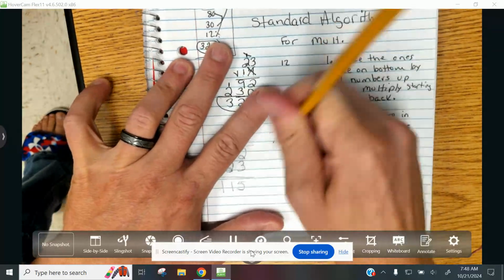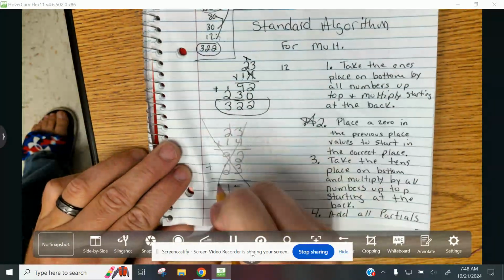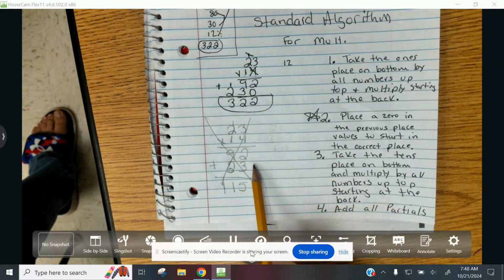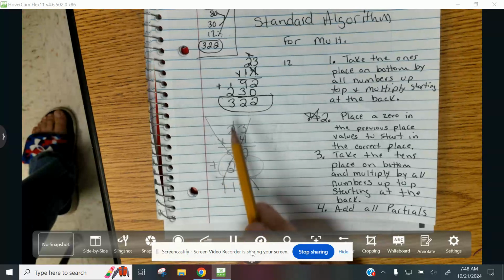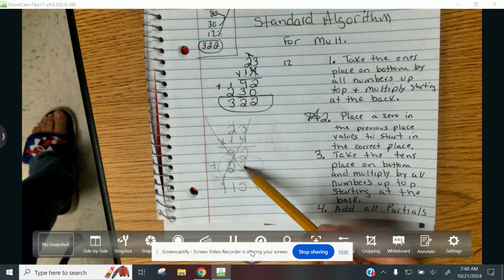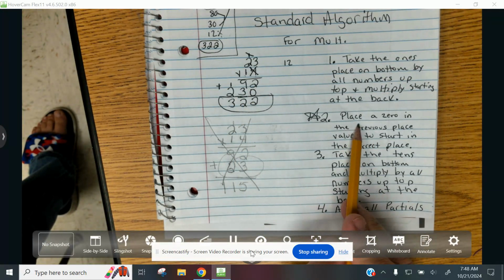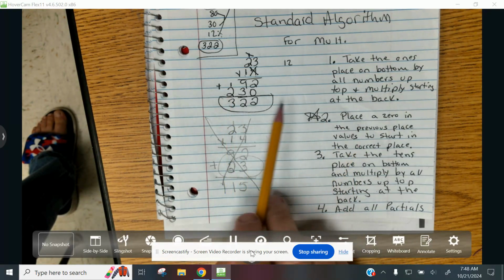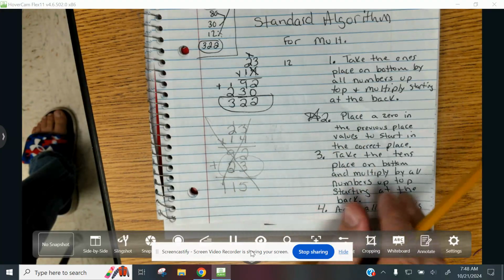That would help you. But that's why this one is not correct. You have to place that 0. You can see how much different this number and this number is. So that is why this rule is so important. If we were in the hundreds place, we'd have to put 2 zeros. If we were in the thousands place, we'd have to put 3 zeros.